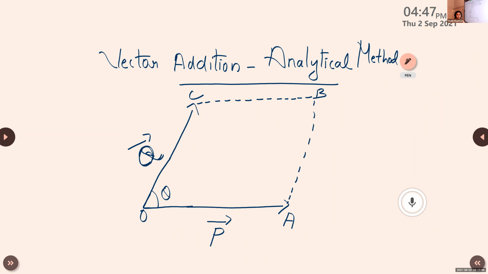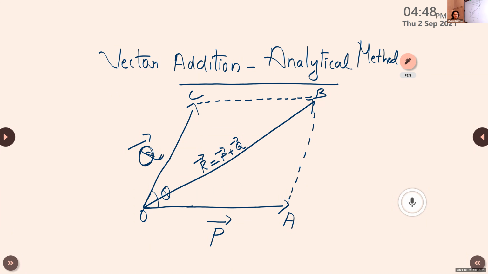Then by the parallelogram law, the resultant vector is the diagonal of the parallelogram, that also starts from the same point. That is, vector R is equal to vector P plus vector Q. Okay, so up to here, this is the application of the parallelogram law of vector addition.